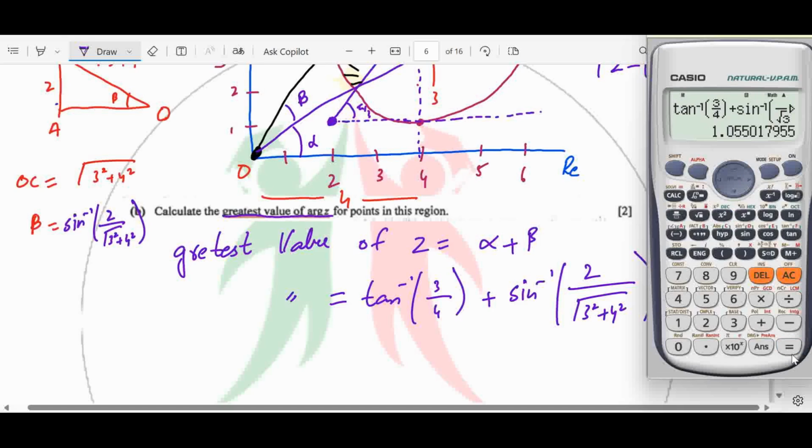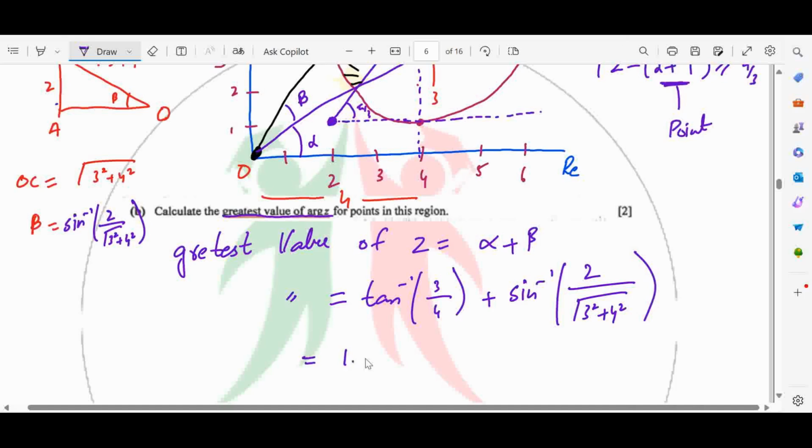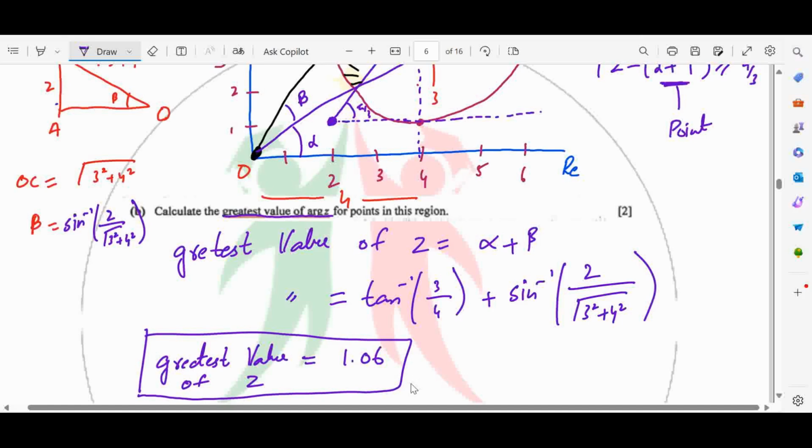Now this will be equal to 1.055. We need to correct it to 1 decimal place, so 1.06 will be the greatest value of z, argument z. This will be the final answer.